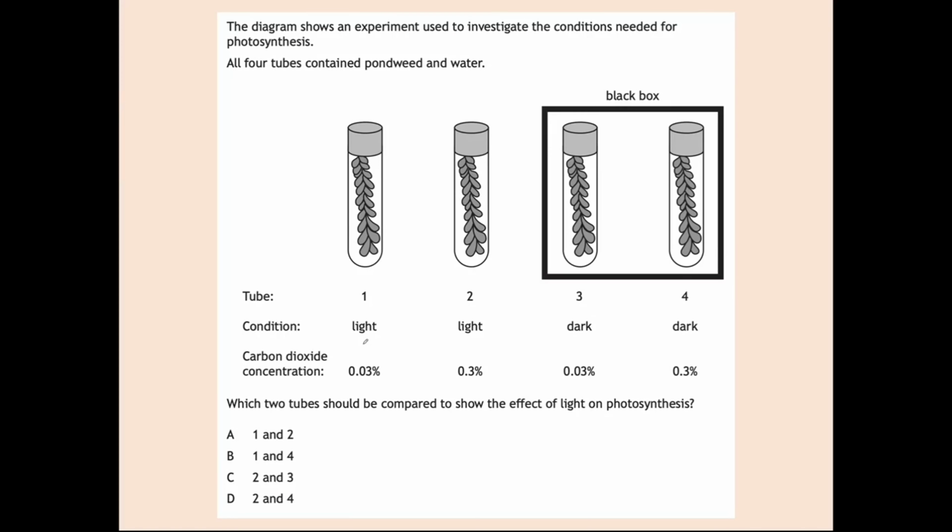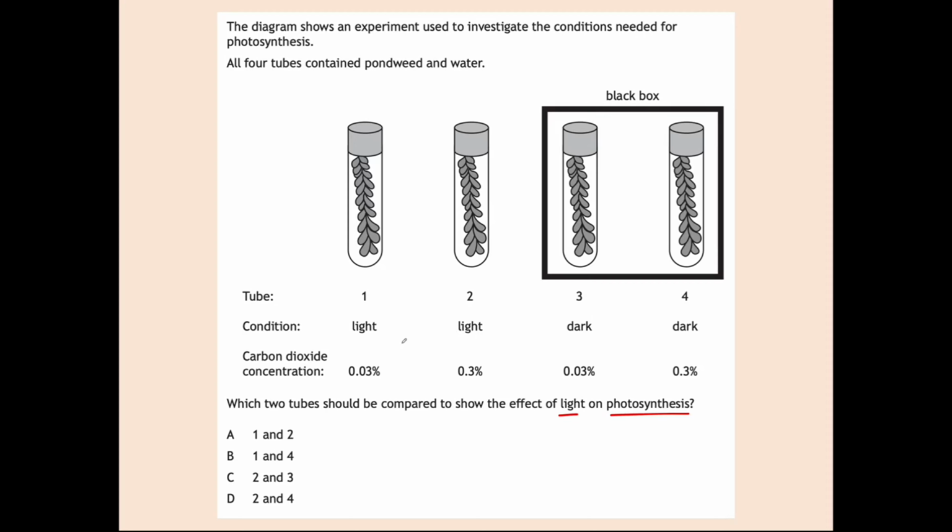Have a look at this one. This was from, I think, last year's paper. Which two tubes should be compared to show the effect of light on photosynthesis? So they're investigating the conditions needed for photosynthesis. So which two should be compared to show the effect of light on photosynthesis? So if you're looking at the effect of light, the two that should be compared are one that's in the light and one that's in the dark. That's the two conditions that you should be comparing. Every other element has to be kept the same.